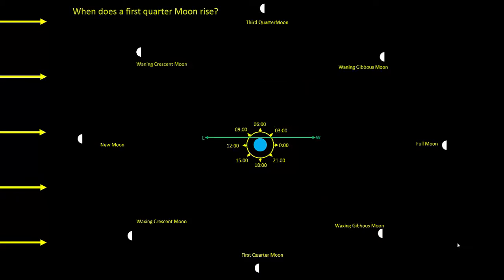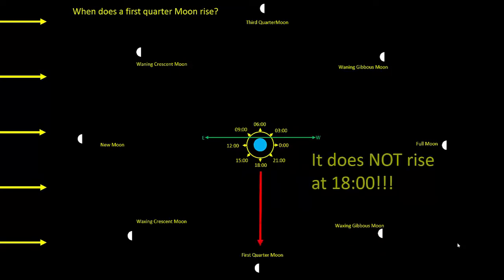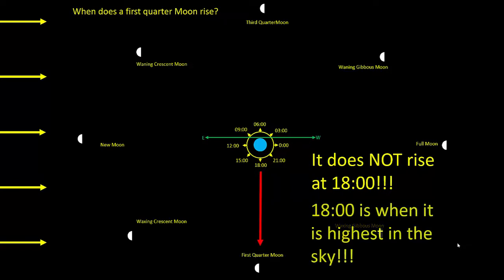When does a first quarter moon rise? Well, again, I would have people pick the wrong time. It does not rise at 1800 hours. 1800 is when the first quarter moon is highest in the sky. 1800 is about sunset. The first quarter moon is highest in the sky right at sunset. Okay, well, when does that first quarter moon rise?